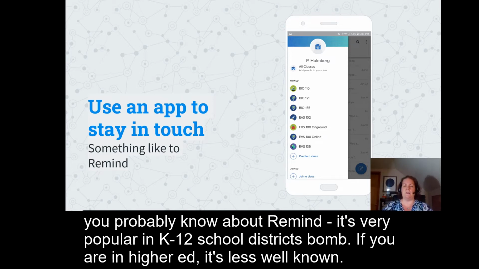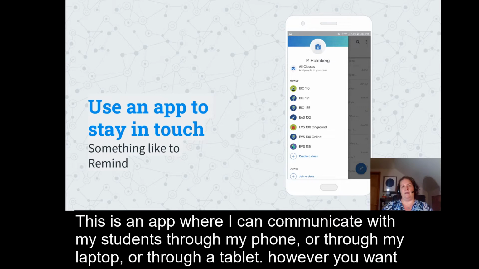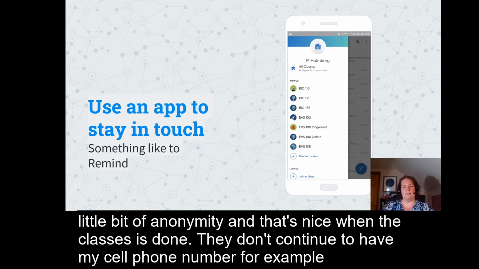If you are in higher ed, it's less well known. But again, there are other apps out there. But this is an app where I can communicate with my students through my phone or through my laptop, like I'm texting with students, but they don't have my cell phone number and I don't have their cell phone number, which leads to a little bit of anonymity, and that's nice when the class is done. They don't continue to have my cell phone number.